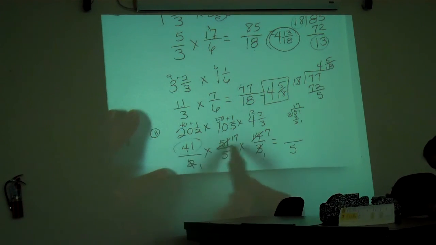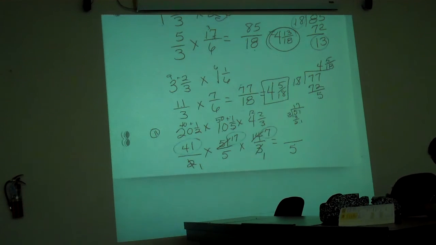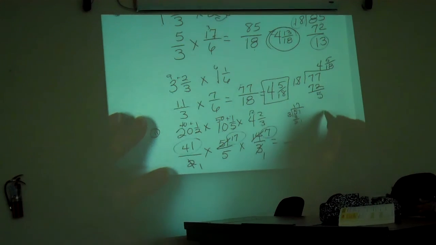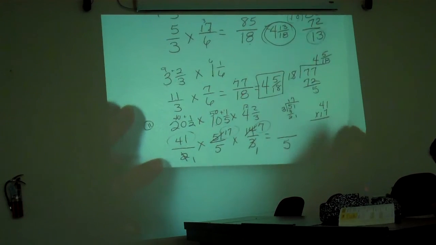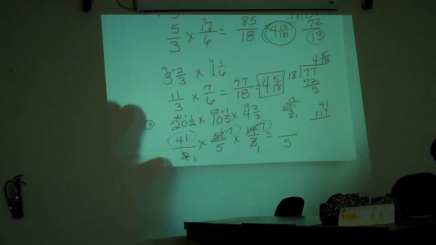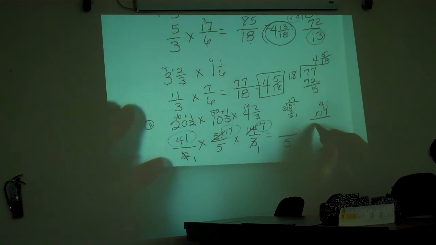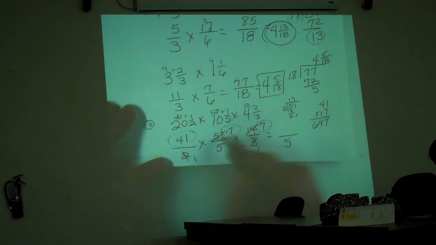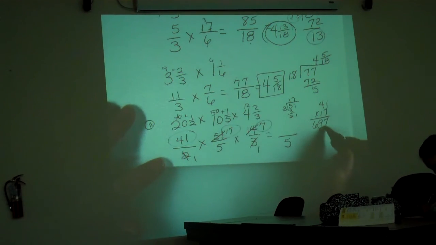And now you have these 3 numbers that have to be multiplied, which is not as bad as 41, 51, and 14. You do have 41 times 17. And what do you get when you do that? 41 times 17. Do you have it? No? 697. And then that has to be multiplied by 7.